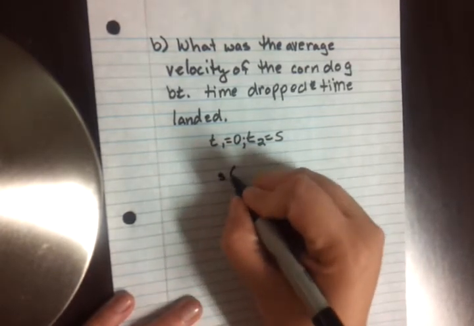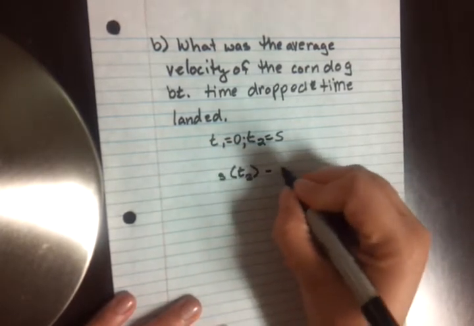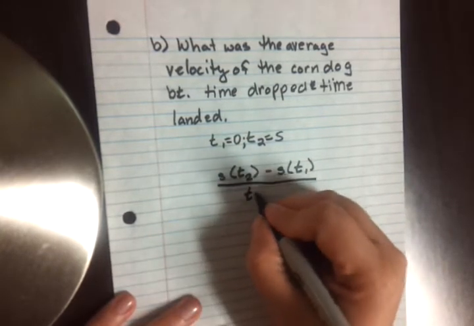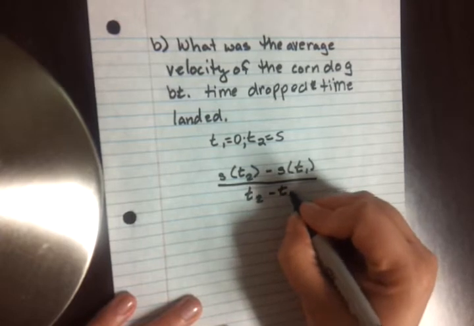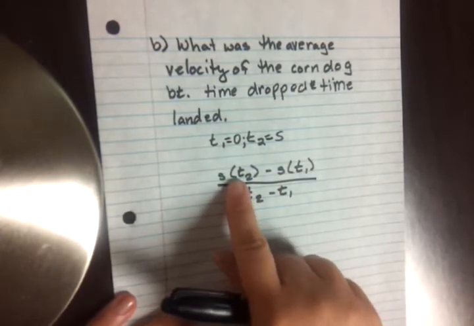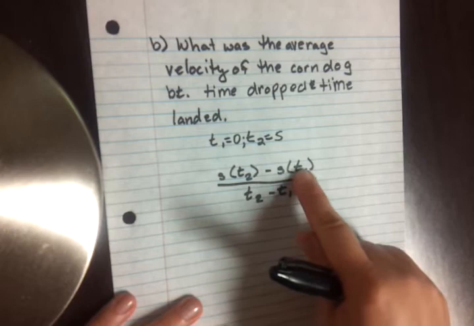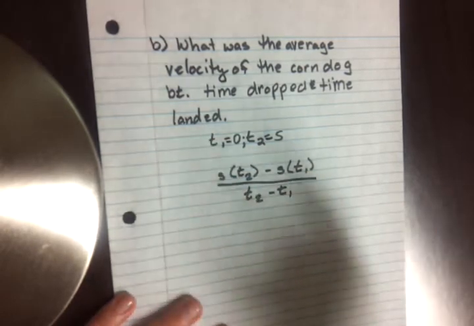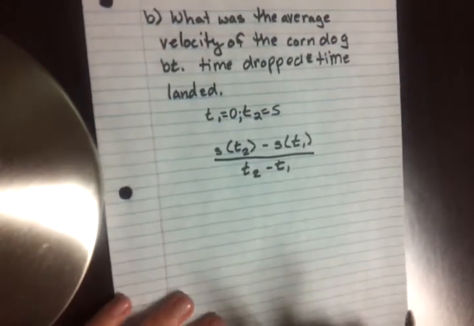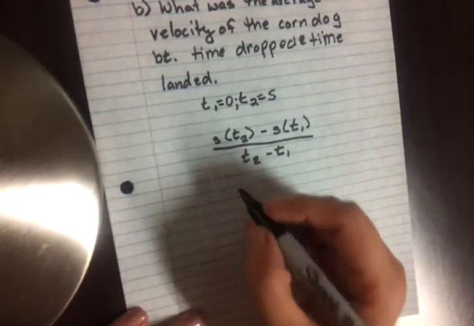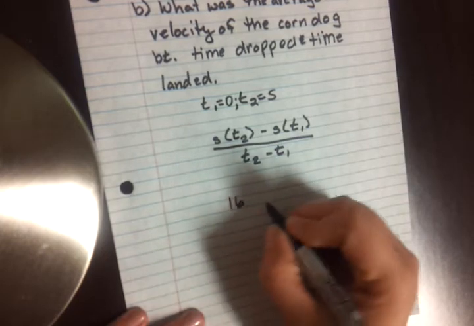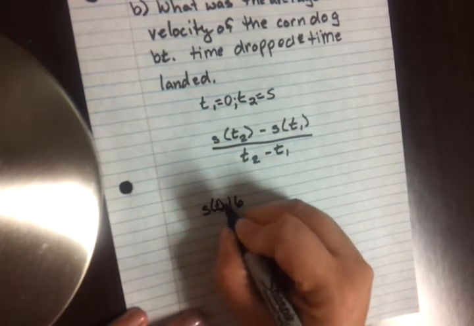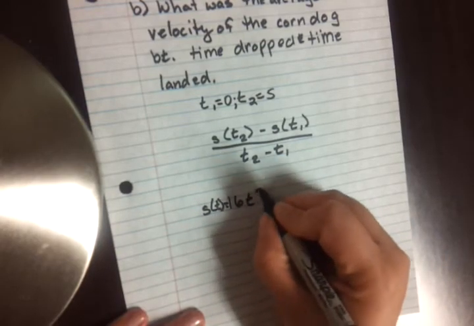So we take s of t2 minus s of t1 and put that all over t2 minus t1. That's looking at the function at the end minus the function at the beginning, and dividing it by the difference in time that it took to fall. So what was our function? I should probably write that back down again. Our function was s of t equals 16t squared.